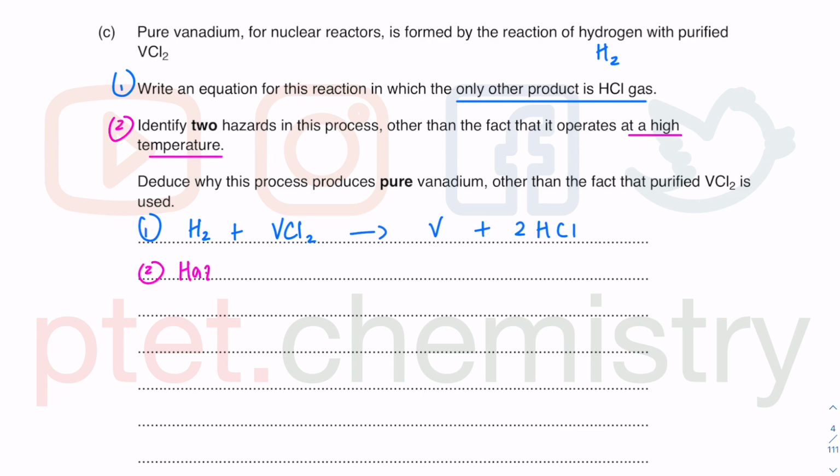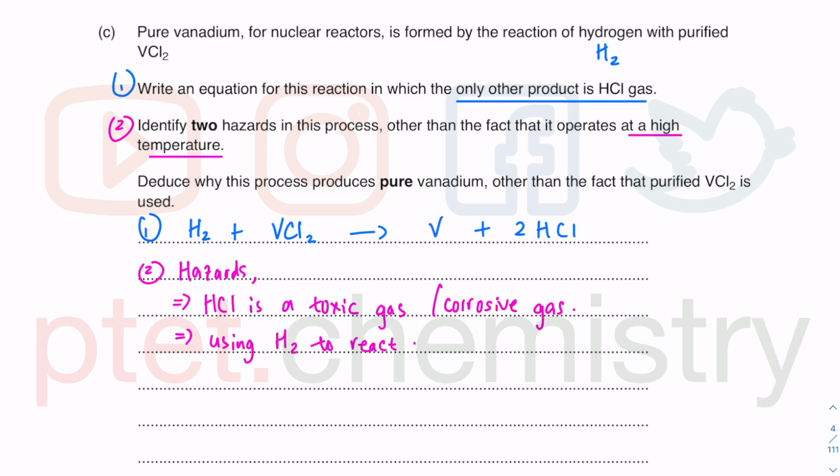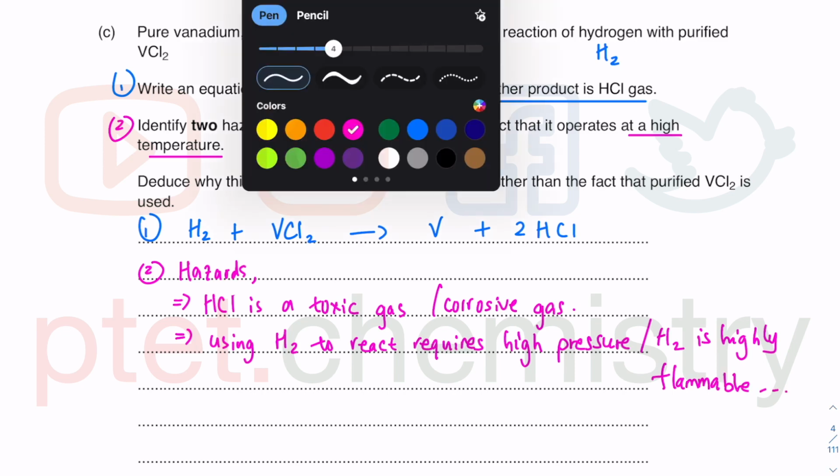Hazards, so what can we talk about? Number 1, HCl is a toxic gas, it's a corrosive gas, so somewhere along that line should be alright. And what else? Hazards. I guess using H2 to react requires high pressure, and of course we know that hydrogen is flammable. Hydrogen is a highly flammable gas, so very explosive if it reacts violently. So that could be another safety hazard there.